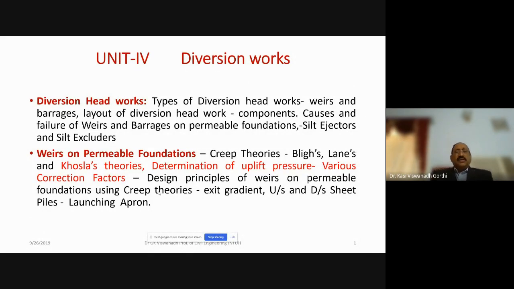So in this fourth unit also, we explained about the Bligh's creep theory in the previous class, along with the problems or the limitations of the Bligh's creep theory. Then Lane's weighted creep theory also we have seen. Then Khosla's theory is left. I believe Khosla's theory and design principles, these are the two things which are left in this unit. We try to take 2-3 classes and try to finish these leftover topics of the unit 4 also.